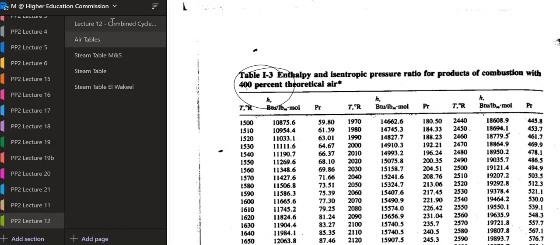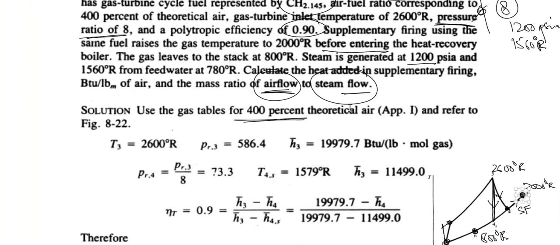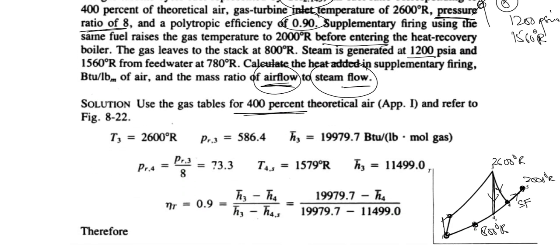Going back to the question, the inlet temperature of the gas turbine is 2600 degrees Rankine and the pressure ratio given is 8. Having said that, I would go to the air table. At 2600 degrees Rankine, I would find the PR as well, and from that PR, I would find the state at 4.